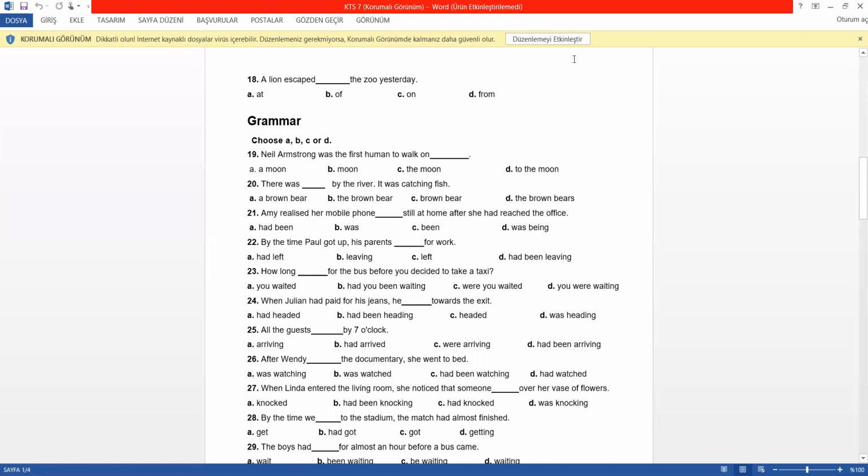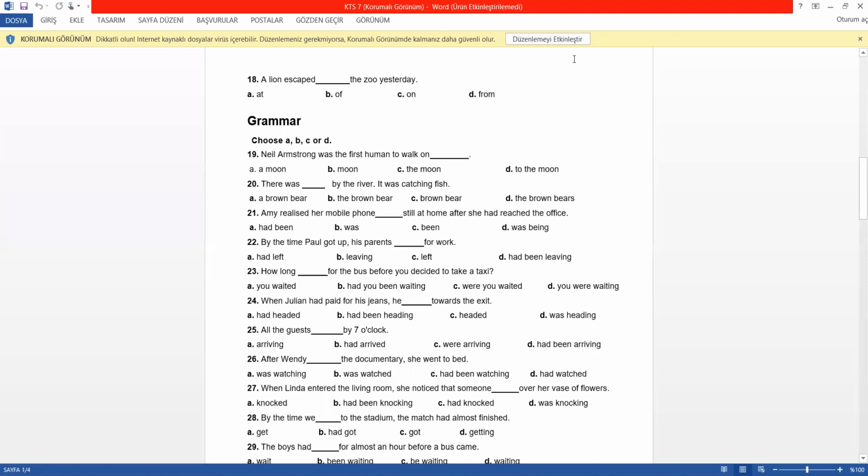Yes, and you know, with such words as "by" and "by some time", that something happened, we use past simple tense, and in the other part of the sentence we will use past perfect tense. In question 23, the correct option is B. Had you been waiting for the bus before you decided to take a taxi?